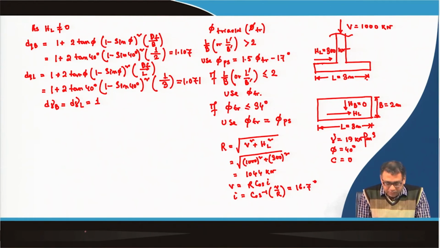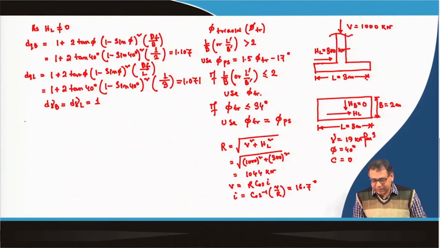Okay. Now I have to go for i q B and i gamma: i q B, i q L, i gamma B, i gamma L. First, we have to calculate the inclination factors, then you have to modify the shape factors, and then we have to use them.